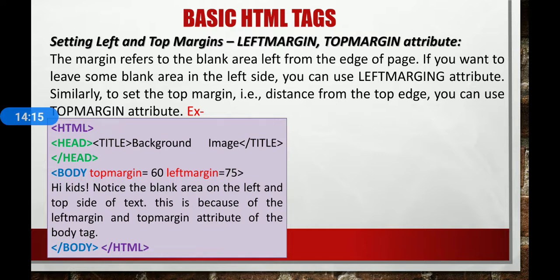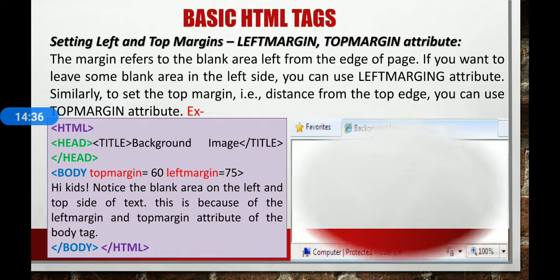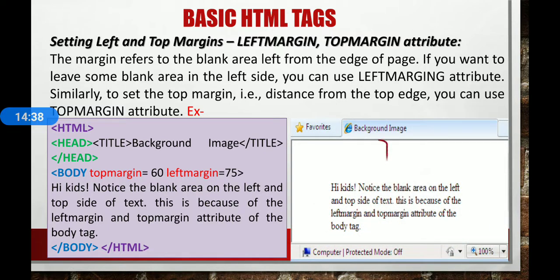So if you have specified topmargin equal to 60, it means this will make the body text appear 60 pixels away from the top edge, and leftmargin equal to 75 means 75 pixels away from the left edge. Now let's see the output. Here this is the top margin, this is the left margin.